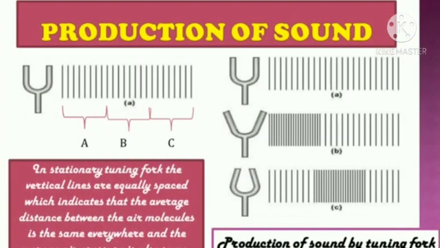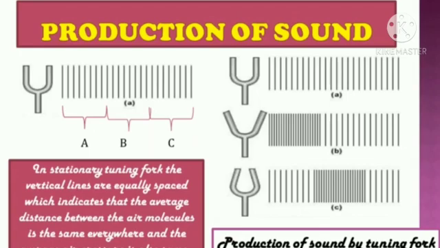You can see here on your screen, this is the diagram of production of sound by a tuning fork. Keeping the stem steady, if the prongs are struck, they start vibrating. You can also observe a figure here. There are three figures A, B, C, but first observe A.